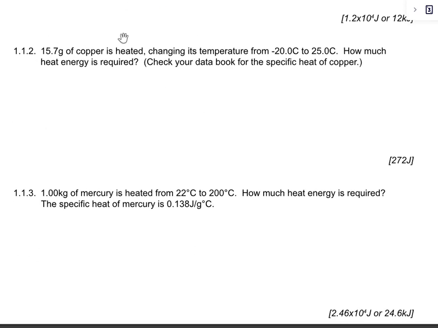Okay, 15.7 grams of copper is heated, and its temperature changes. So, same formula again. We need the mass of the copper, the specific heat of copper, and the temperature change for the copper. They tell us the mass of the copper is 15.7 grams. That's not too bad. The specific heat of copper is in the data book, and it's given as 0.385 joules per gram degree Celsius.